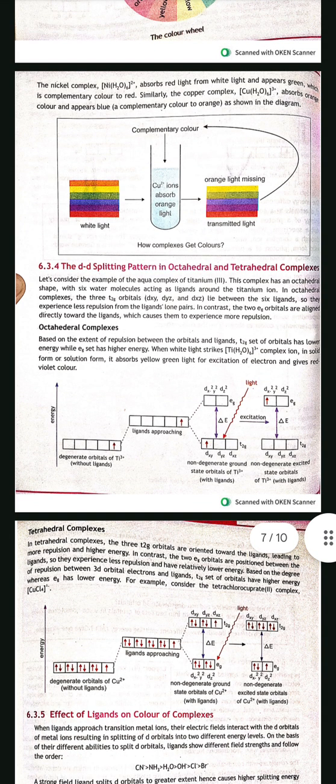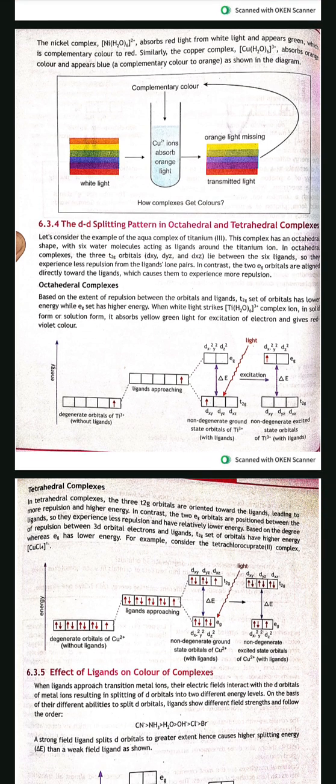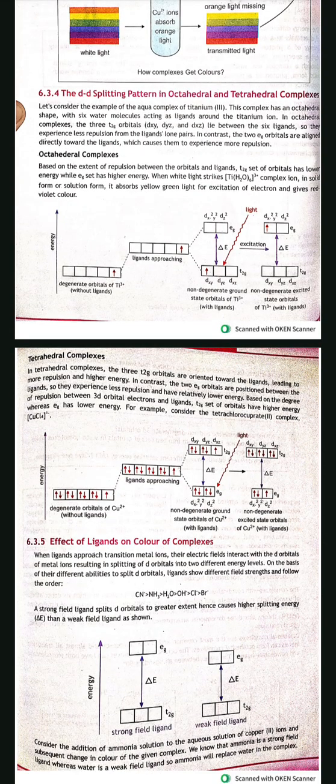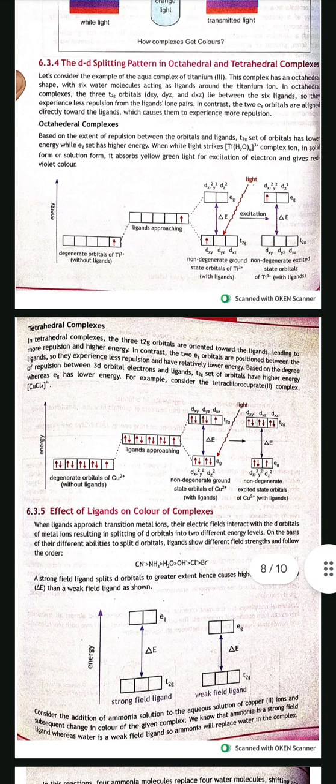The nickel complex absorbs red light and appears green, which is complementary to red. Similarly, the copper complex absorbs orange, which appears blue. The d-d splitting pattern in octahedral and tetrahedral complexes. So in the octahedral and the tetrahedral complexes, the d-d splitting is somewhat different from each other.